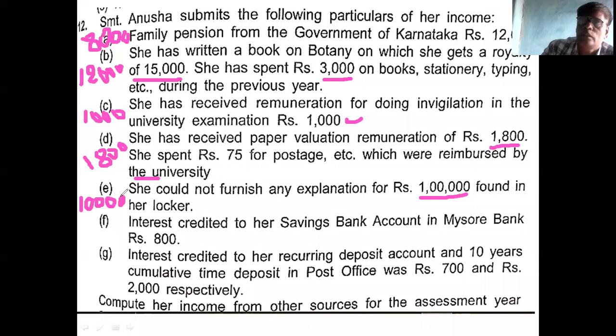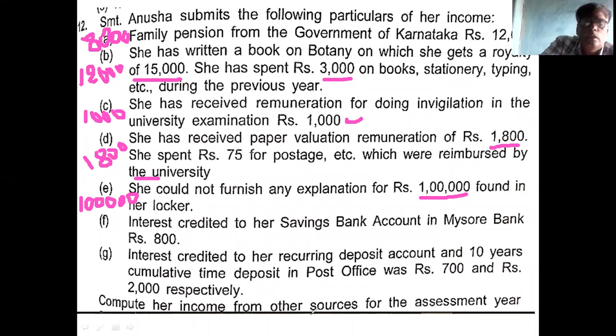You give the explanation, and if the explanation is satisfactory, as per explanation, the income tax department takes the action. So this 1 lakh rupees is income from undisclosed source. Okay.